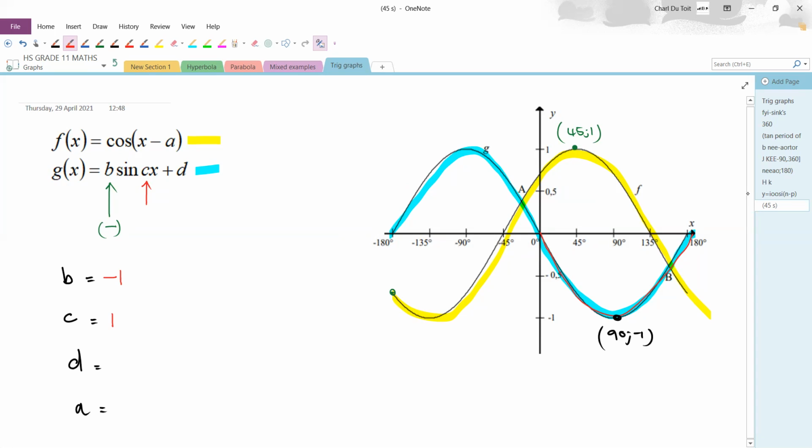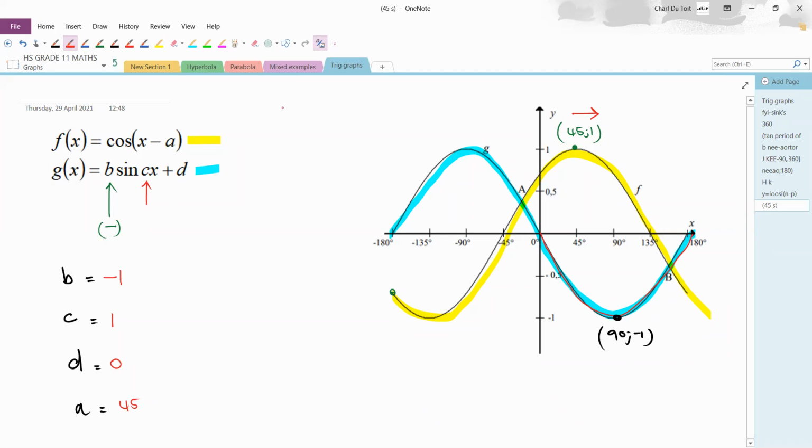D is if the graph is moved up or down. Well, this graph didn't move up or down. It's still at -1 and +1. So D is 0. It didn't move up or down. And A is the amount of degrees that the cos graph moved. Now the cos graph has moved to the right 45 degrees. So that is just 45.